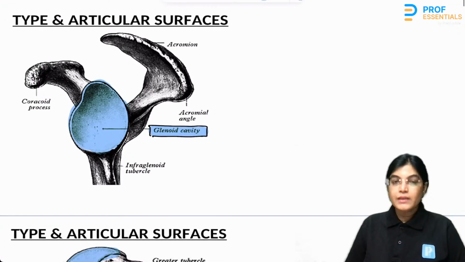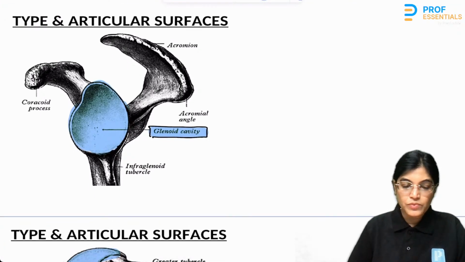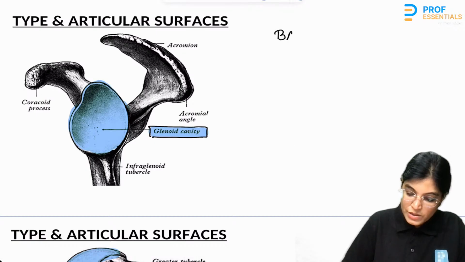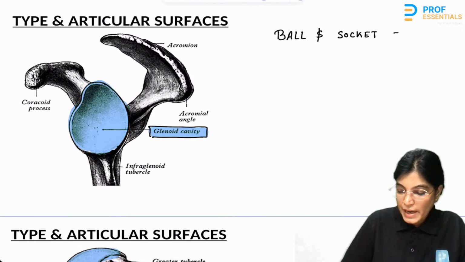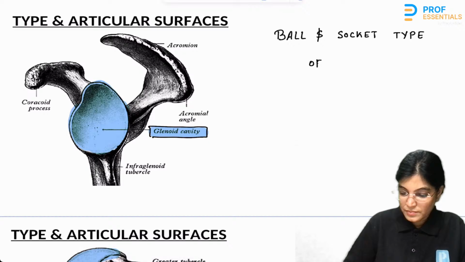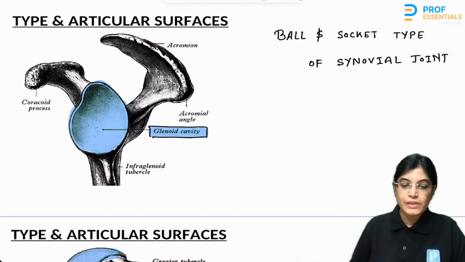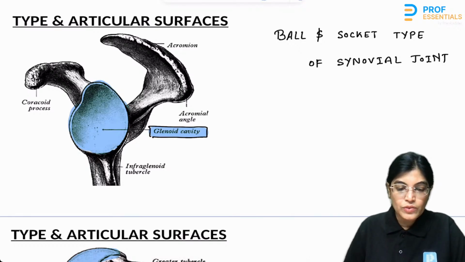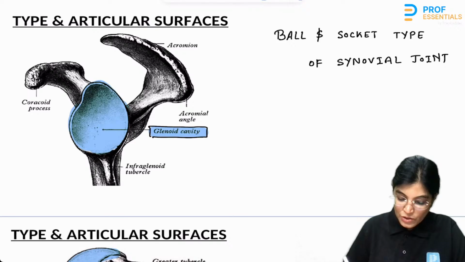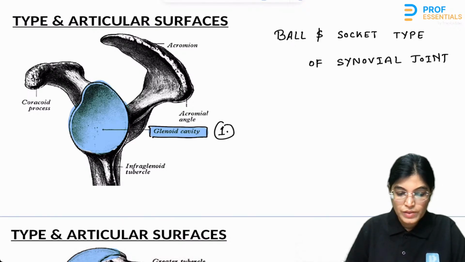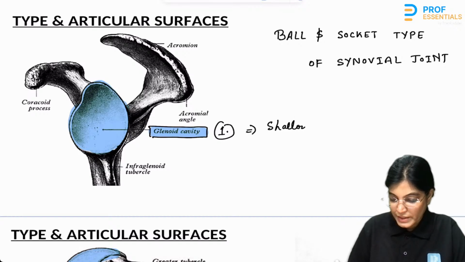We have to know about the articular surface and type of joint. If I talk about the type of joint, it is a ball and socket type of synovial joint. Dear students, it is having an articulation between the large round head and the glenoid fossa. The articulating parts are, first, the glenoid cavity. We have a shallow glenoid cavity which is articulating.